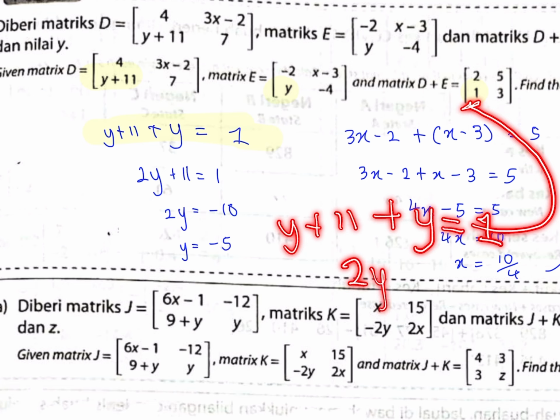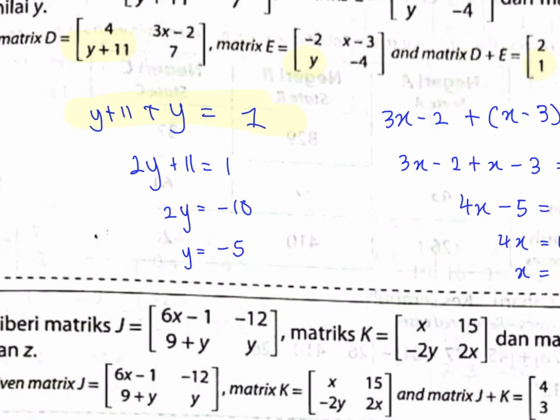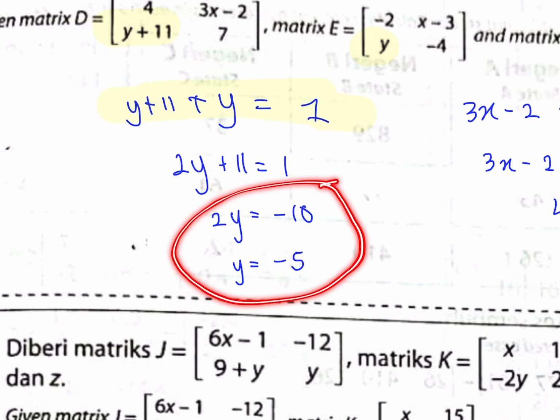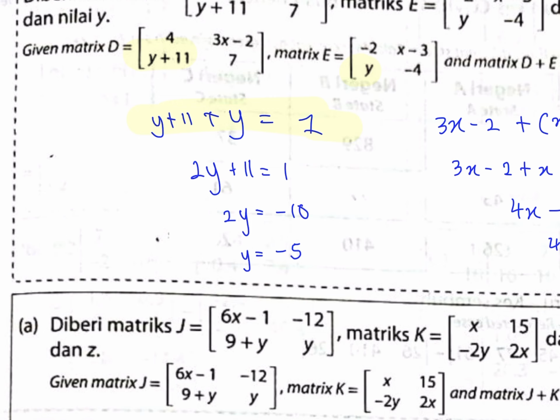So you get 2Y plus 11 equals to 1. Like whatever you're seeing right here, you're just going to do it accordingly. See, the value of Y equals to negative 5.